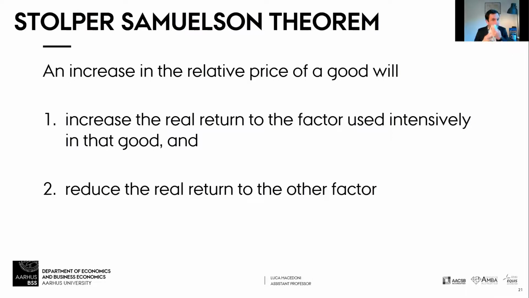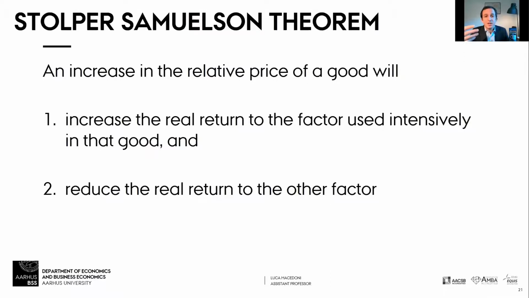All right, so after all that algebra, we can enunciate the Stolper-Samuelson theorem, which says that an increase in the relative price of a good will increase the real return to the factor used intensively in that good, and reduce the real return to the other factor. So if the price of good 1 increases, and good 1 is labor intensive, the factor used intensively in the production of the good, labor, will experience an increase in the real wage.